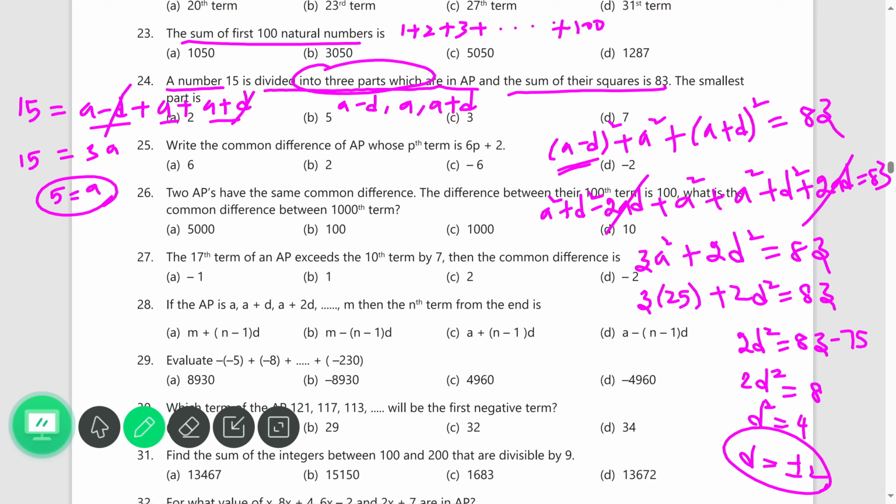When I go this way, you will get the reverse order: 7, 3, 5. Put A value, this is 7, A value 5. Now A value 5, D value minus 2. 5 minus 2 is 3. So you will get it in the reverse order. Wherever you go, the smallest part is 3. Understand? But you will be getting two portions.